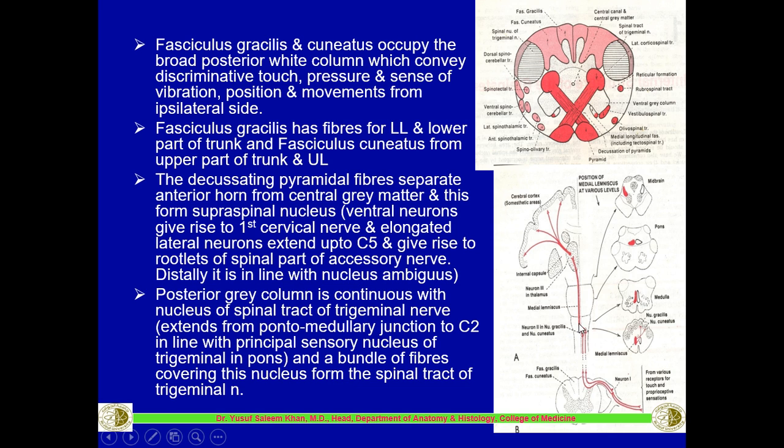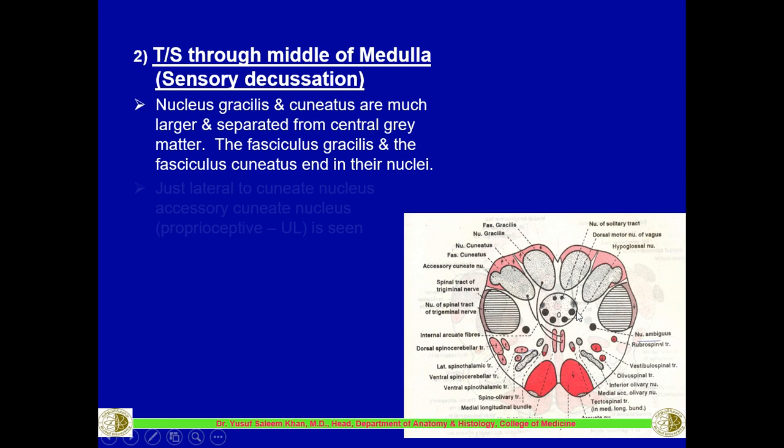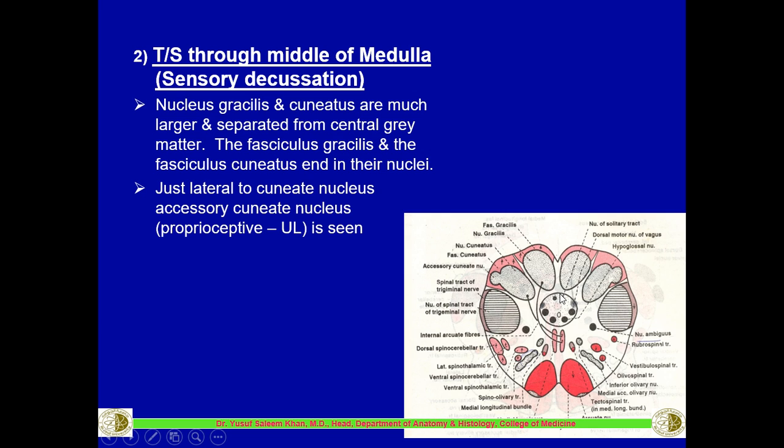So there is first order neuron, second order neuron, third order neuron in the case of the sensory fibers. The crossing of the fibers is by the second order neurons, so there is the sensory decussation. Here you can appreciate the second order neurons. They are beginning from the nucleus gracilis and cuneate nucleus, and they cross to the opposite side and form the medial lemniscus on the opposite side. This is the crossing of the sensory fibers, also called the sensory decussation.